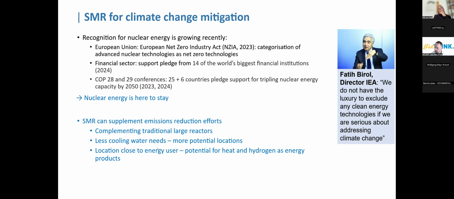We have here on the right the director of the International Energy Agency: "We do not have the luxury to exclude any clean energy technologies if we are serious about addressing climate change." Now, what can SMRs then do? They can support and supplement these emission reduction efforts, complementing the traditional large reactors. So the traditional large reactors will not be replaced, but SMRs are just added. There is less cooling water need, and therefore there are more potential locations. And the locations will be closer to the energy user, so the potential for heat and hydrogen as energy products is increasing.